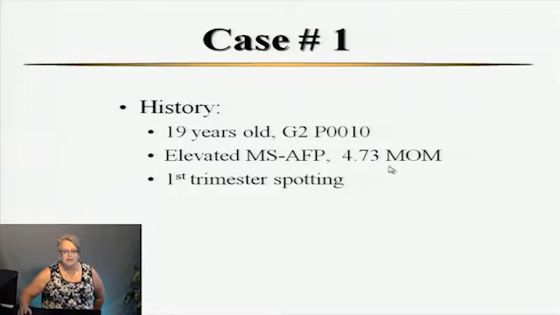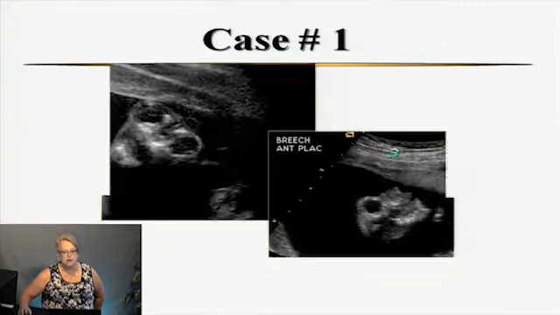She comes in with an MSAFP of 4.73 MoMs and history of first trimester spotting. So does everybody know what the cutoff is for the maternal serum AFP? Some labs it's 2.0, some it's 2.5. So know what the cutoff is in your lab. So this is 4.73, so that's pretty high.